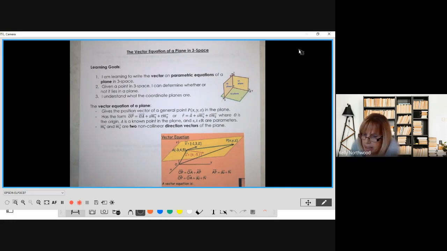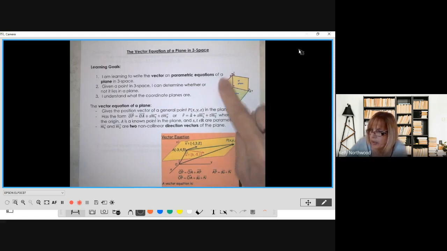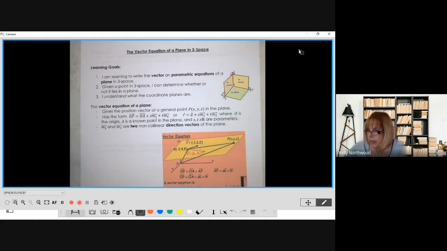So our second learning goal is, given a point in 3-space, we can determine whether or not it lies in a plane, which will be much easier once you learn the scalar equation of a plane this afternoon. And also understanding what the coordinate planes are. We've kind of gone over what they are there, formed by the different axes.